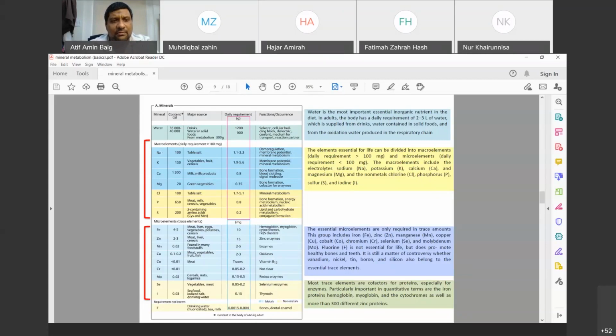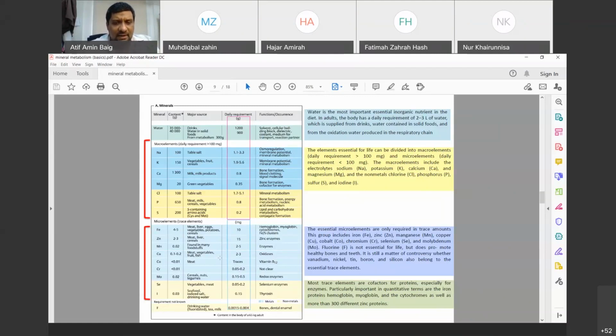Similarly, we move down. We have sodium. It is present in table salt, and the daily requirement is 1.3 to 3.3 grams per day. It is involved in osmoregulation, membrane potential, mineral metabolism, and many other things. In this specific case, if you see the example here versus down there, any of these minerals that you need at more than 100 milligrams per day will be considered a macro element. If we need it at less than 100 milligrams per day, then it will be considered a micro element, or they will call them trace elements.